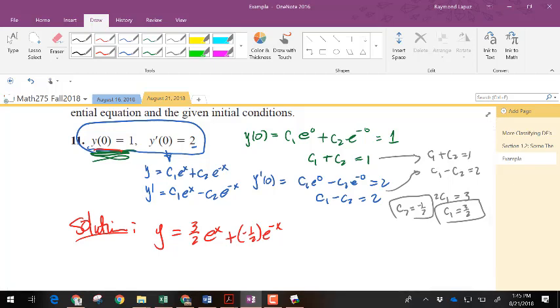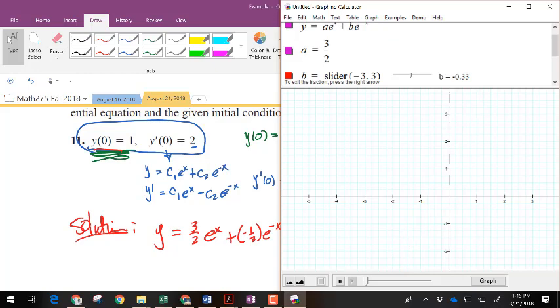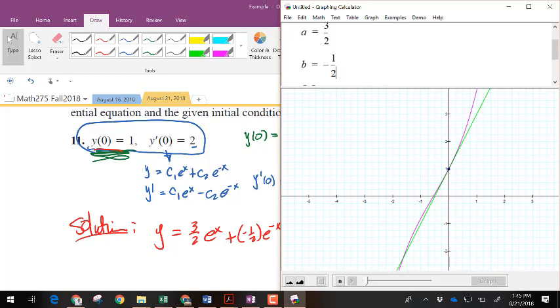Now in my graph, if I put those numbers in, the 3 halves for A and the negative 1 half for B, I should make it pass through that point and have the same slope. Let's see. A is equal to 3/2, 1.5, and B is equal to 1/2. That looks good, yeah?